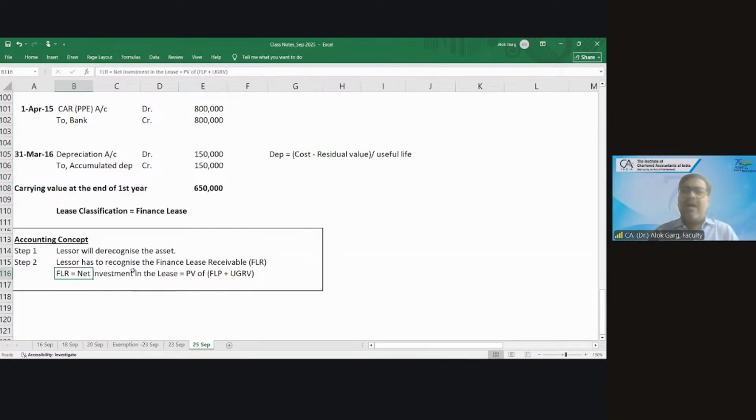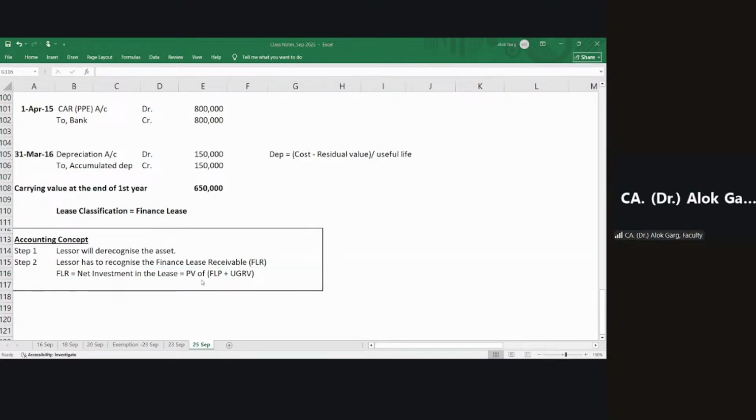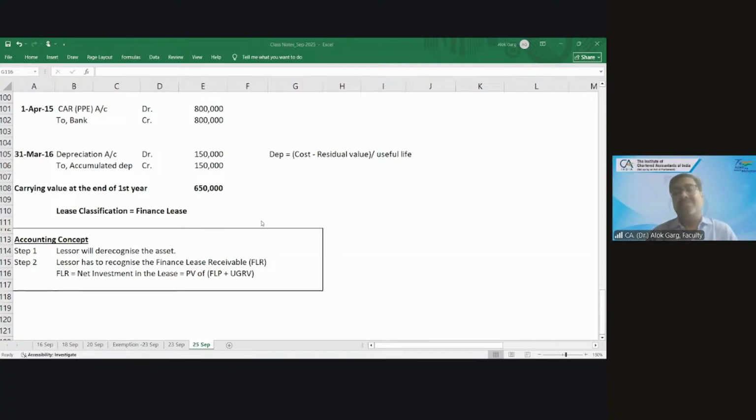Can you tell me why I have not added the guaranteed residual value, but I have added the unguaranteed residual value? Can you tell me, please? It is already included in FLP. Absolutely right, Sanjay. I'm really impressed. So it is already included in the lease payments. Let me write here: lease payments plus unguaranteed residual value. It is already included. We have read that definition and revised it so many times, right?